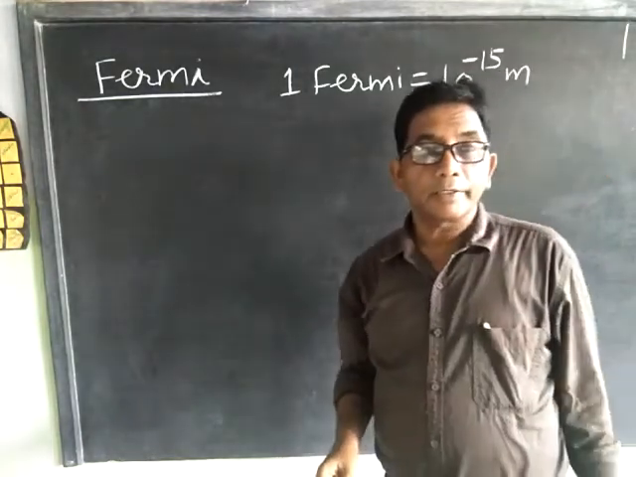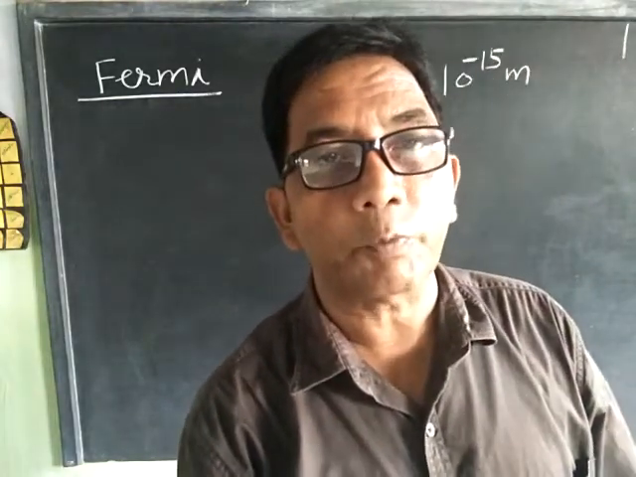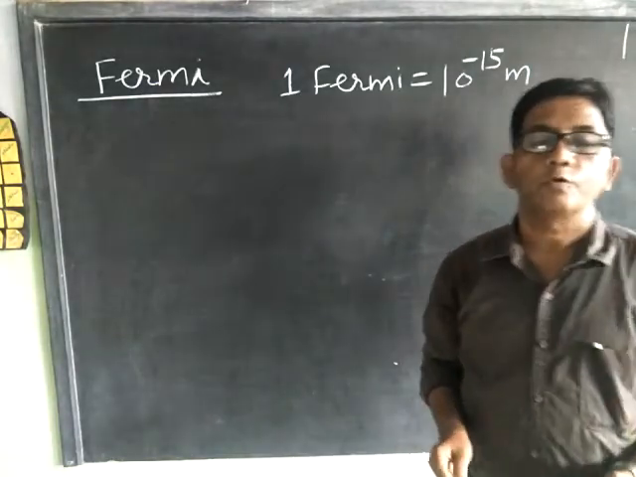For example, the radius of a proton is 1.2 Fermi.